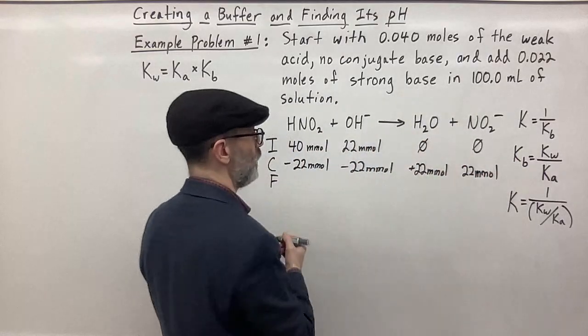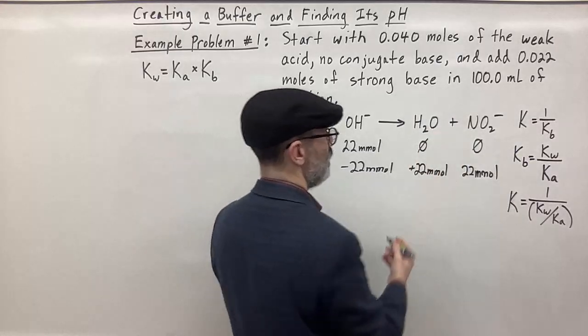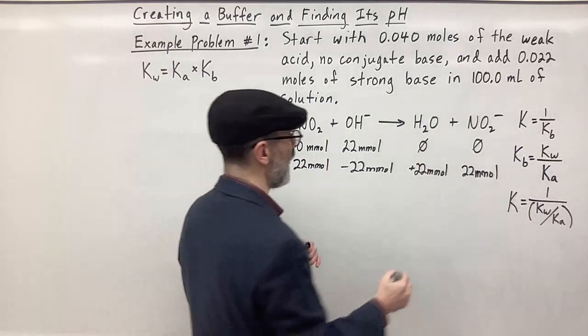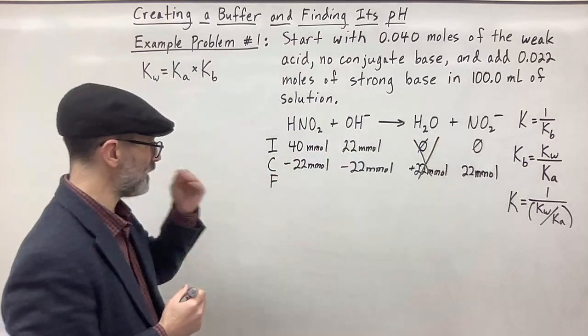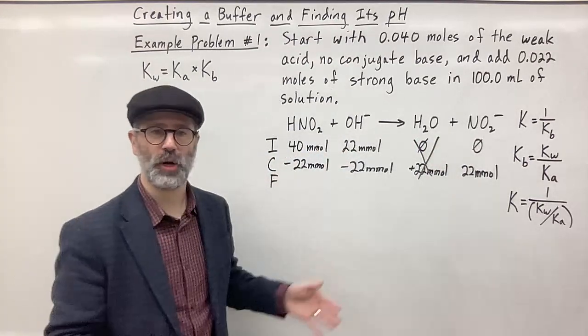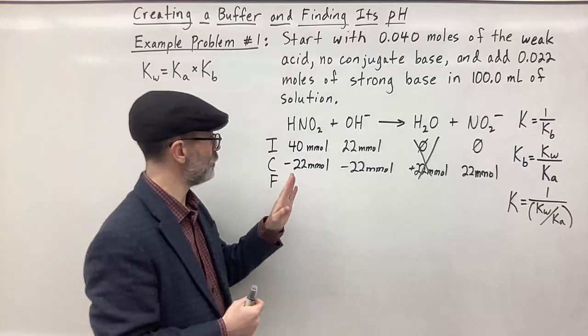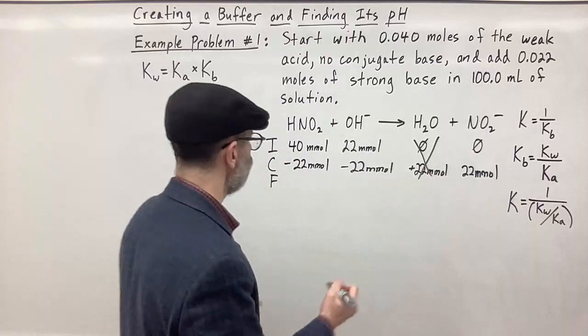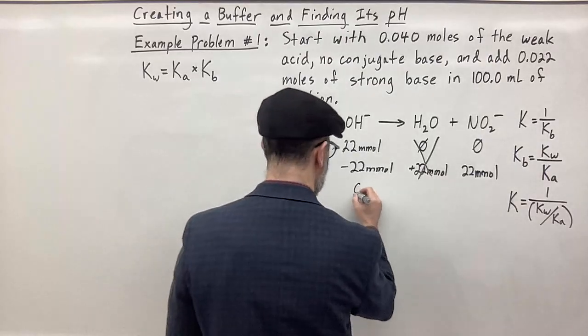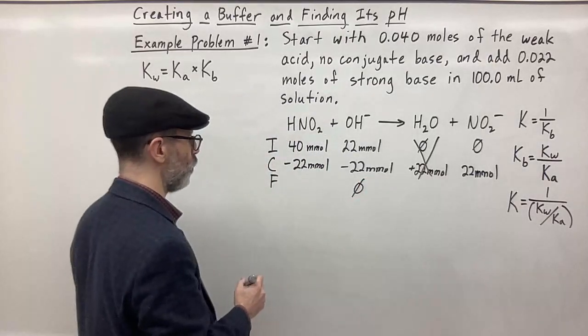Now the water we don't really care about because it's liquid. This is happening in water, so we're really not going to be interested in this so much. And it's not really going to affect the volume, so we don't have to worry about that. We're really going to be interested in the base, the weak acid and its conjugate base. So this is going to go to 0. We're not going to have any of the strong base left over.